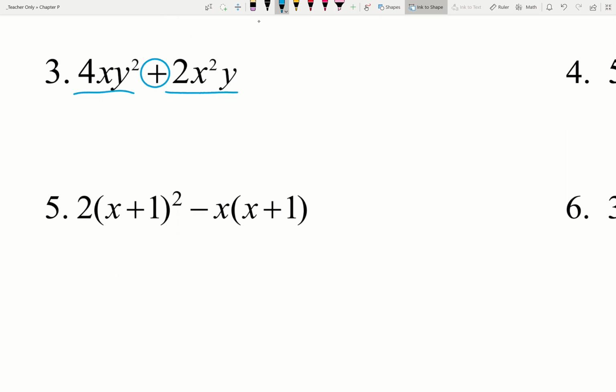Well, I have numbers like 2 and 4. I could pull a 2 out of both of those. Moving on to my x's, the first term has a single copy of x. The second term has 2 copies of x. The most copies that I can factor out that they have in common is just a single copy.